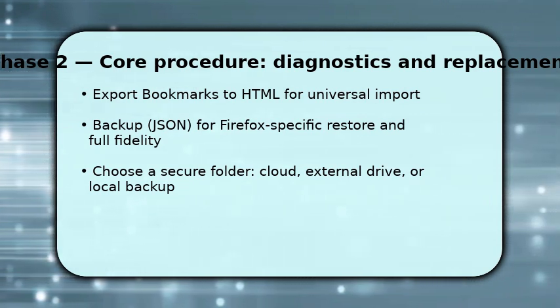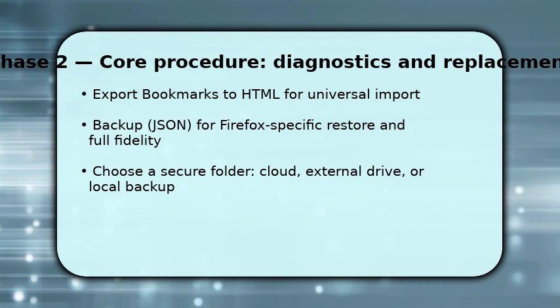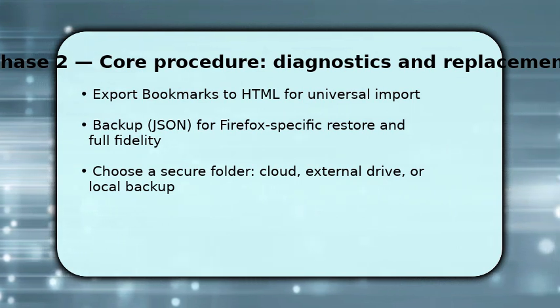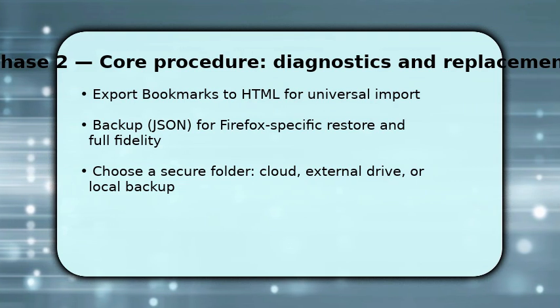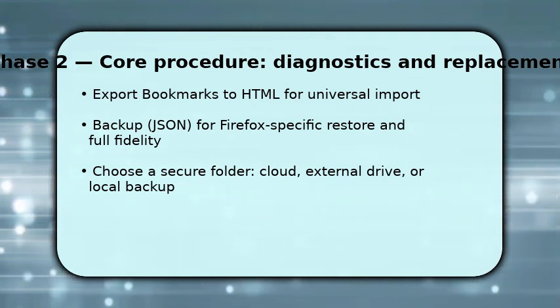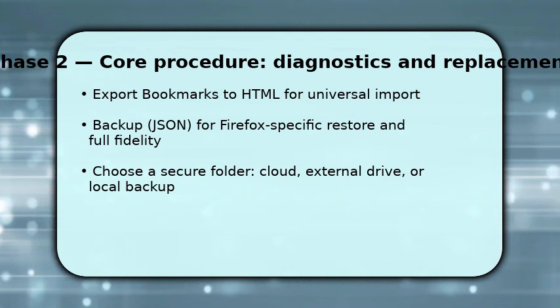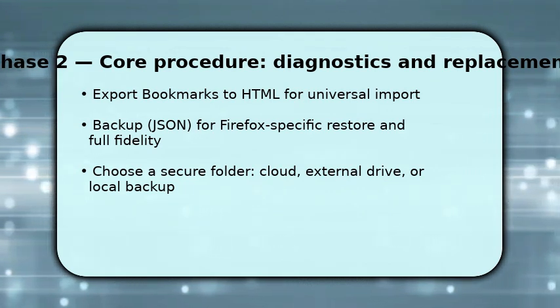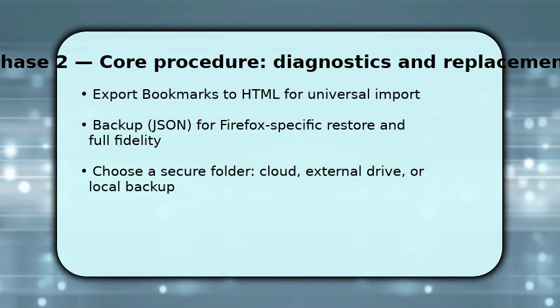A file save dialog appears. Pick a clear file name and select a destination: an external drive, a synced cloud folder, or a dedicated local backup folder. Make sure the destination is accessible and you have the right permission. This prevents failed saves and makes recovery straightforward later.